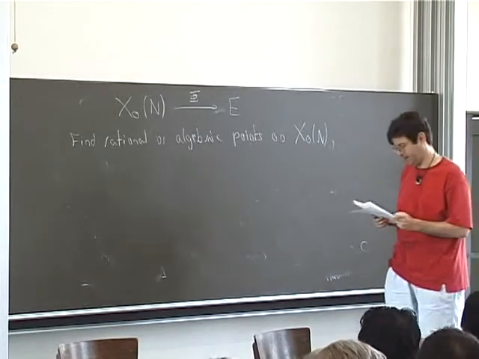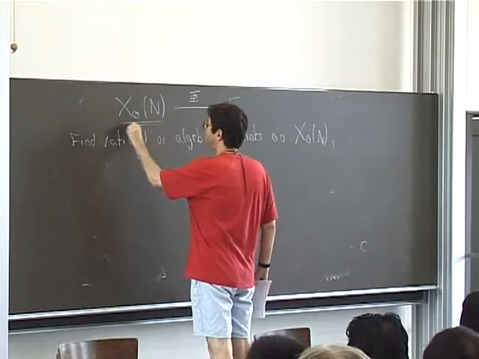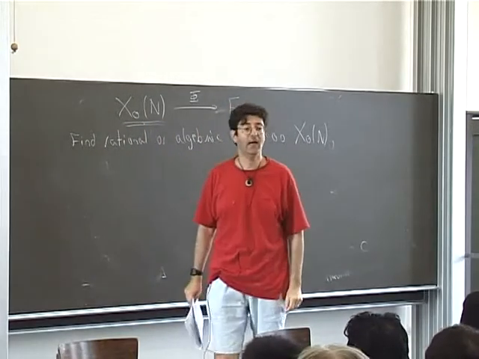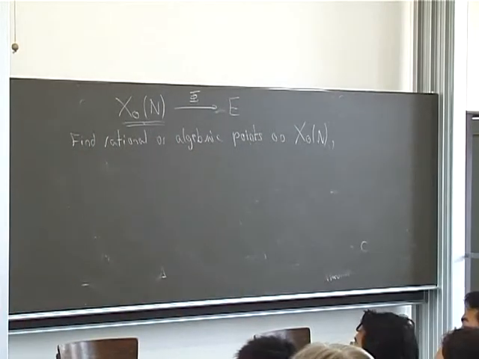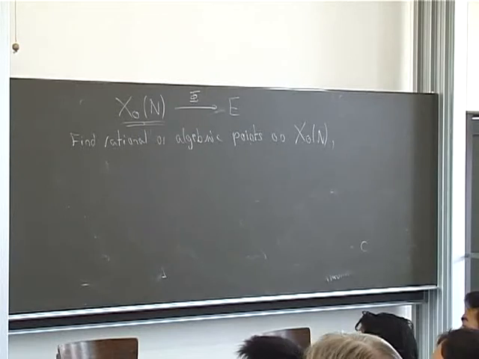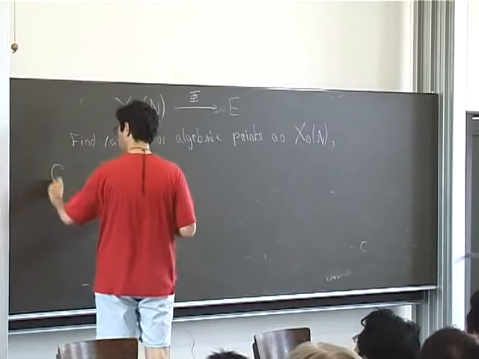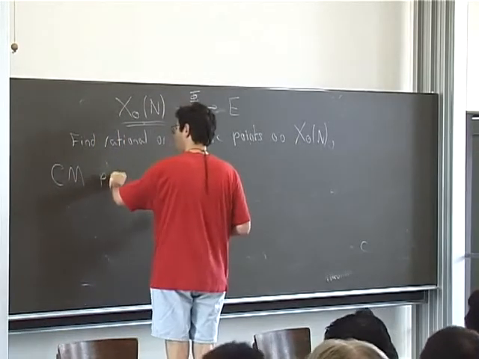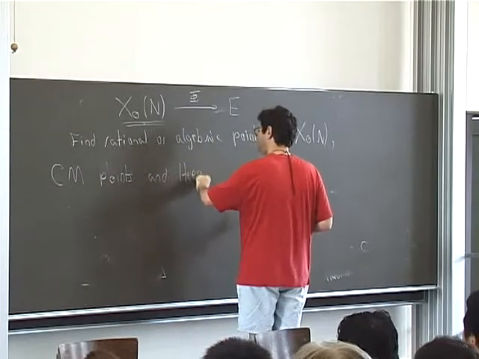So that's the idea. And so then you ask yourself, what are the algebraic points on X_0(N) that we know about? And the answer is, of course, the CM points, the points which correspond to moduli of elliptic curves with extra structure, namely with somewhat larger endomorphism rings. So I want to now talk about CM points and Heegner points.